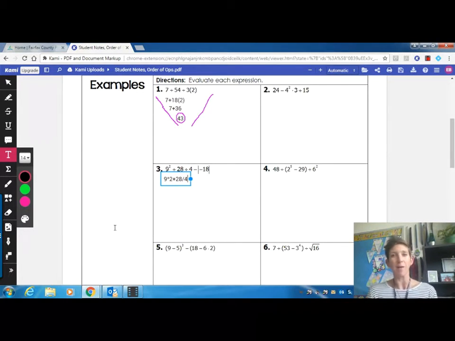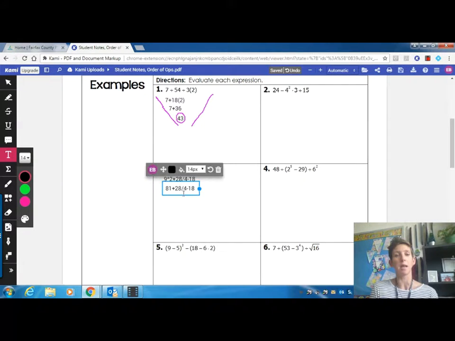And now I can find the absolute value of negative 18, which is the distance from 0. So that's 18. So I'm going to write minus 18. Now I can go ahead and do the exponents. So 9 squared is 81 plus, again, I'll write 28 divided by 4 minus 18. My next step is to do the multiplication and division part of the acronym GEMDAS. So that would be the 28 divided by 4. So underneath here, I will have 81 plus 7 minus 18.